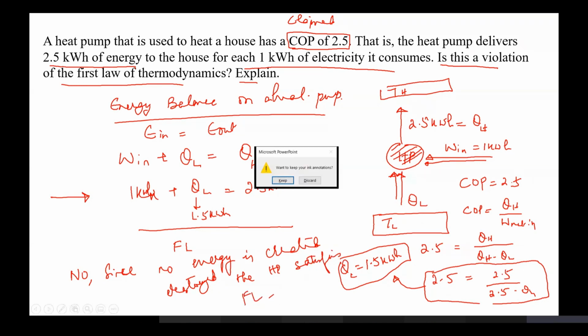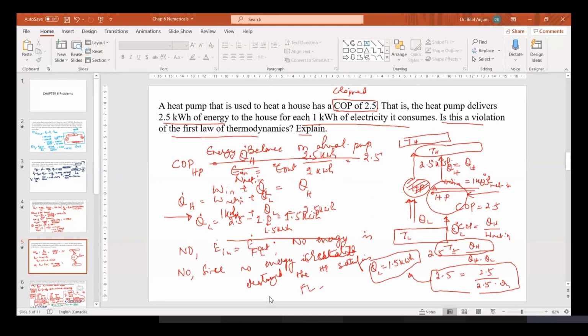So we'll stop over here. We'll have a few more numericals to see that.